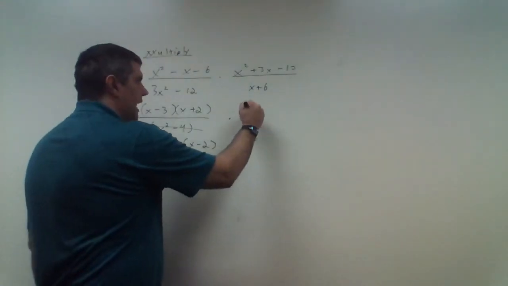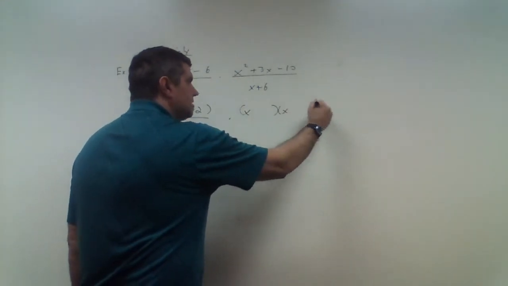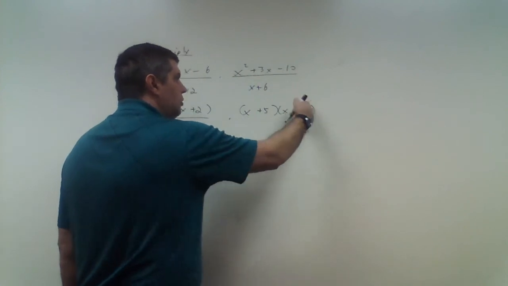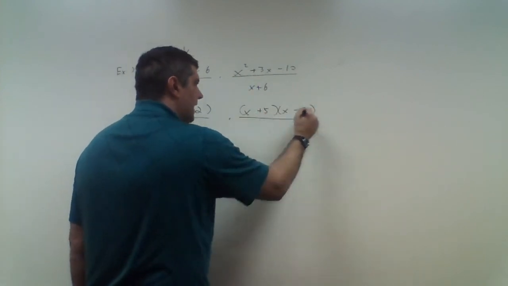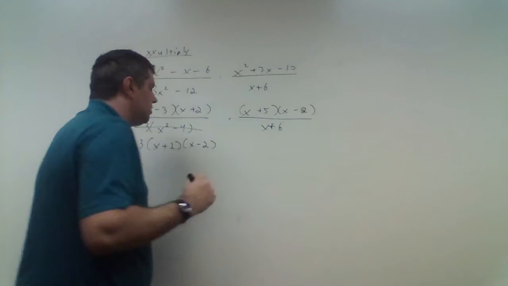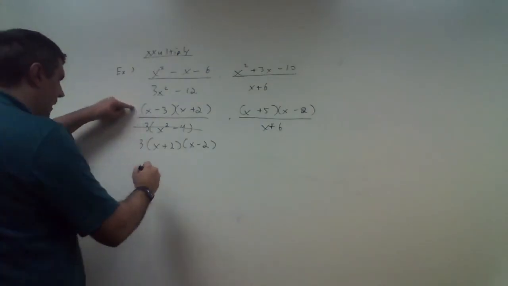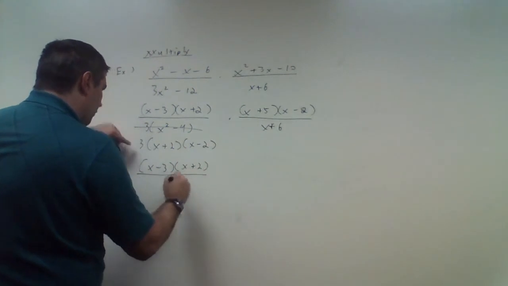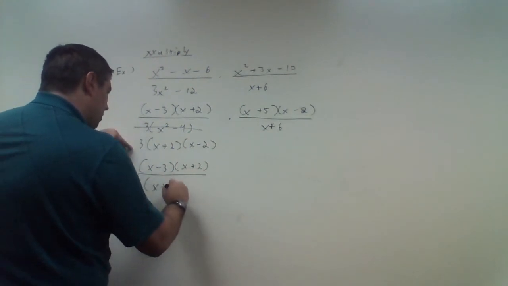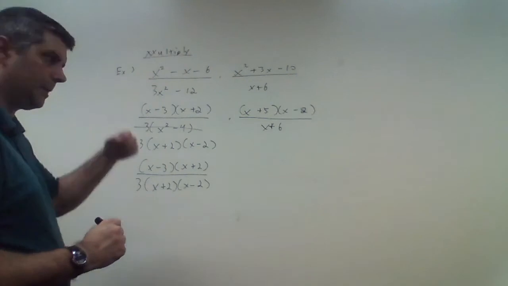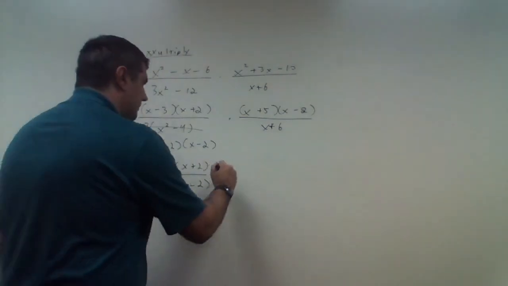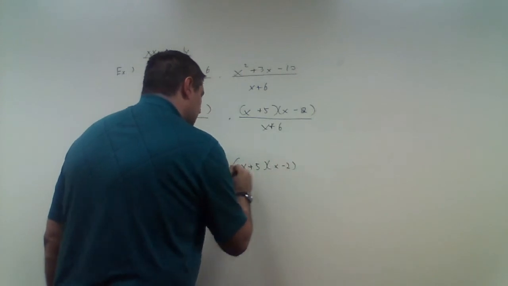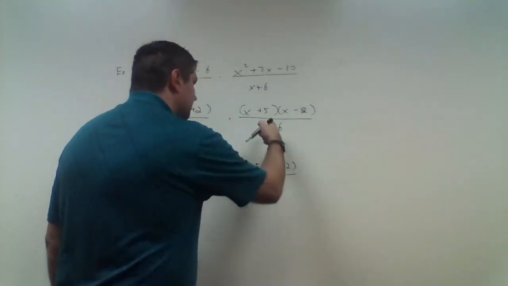Okay, this one, x and x, two factors of negative 10 that add to positive 3, x plus 5, x minus 2, and the x plus 6 is unfactorable. So now what we're going to do is I'm going to rewrite this cleaned up. So x minus 3, x plus 2, over 3, x plus 2, x minus 2, times x plus 5, x minus 2, over x plus 6.